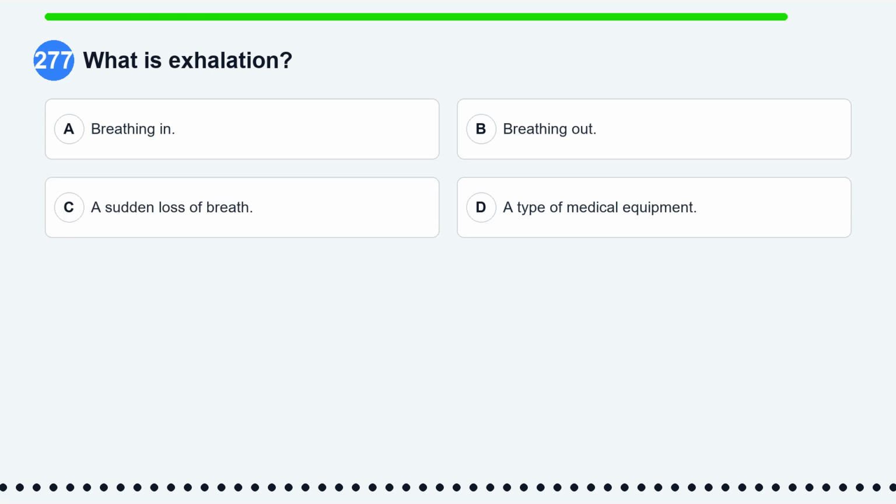Question 277. What is exhalation? Option A, breathing in. Option B, breathing out. Option C, a sudden loss of breath. Option D, a type of medical equipment.